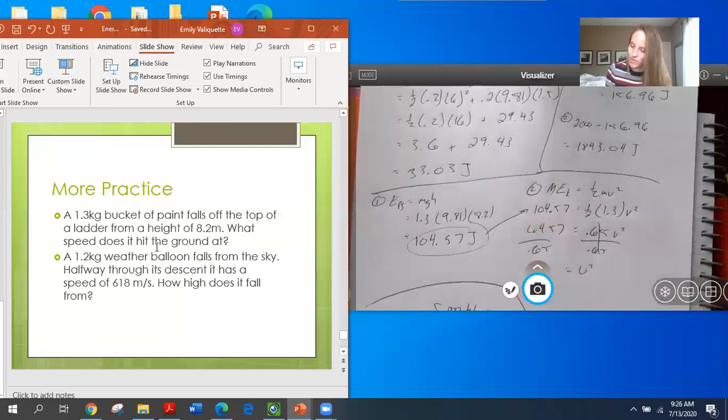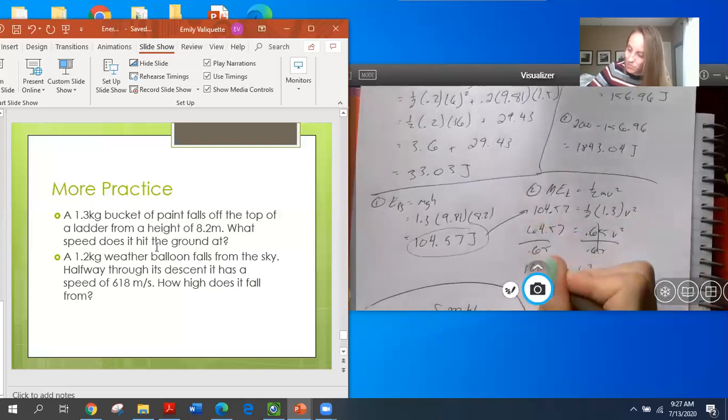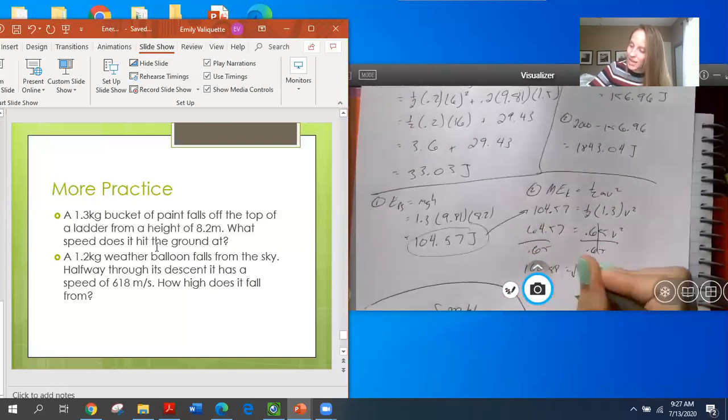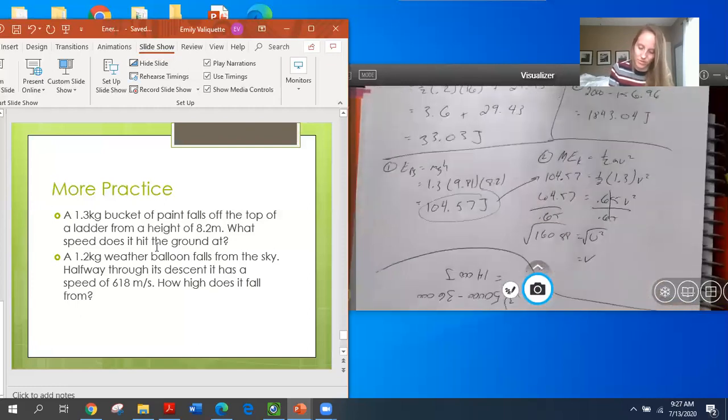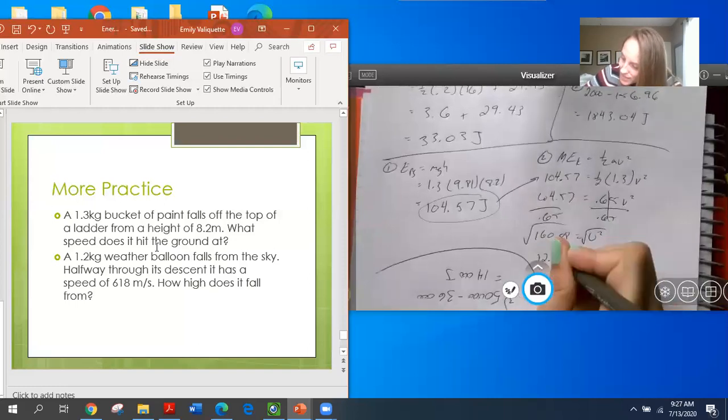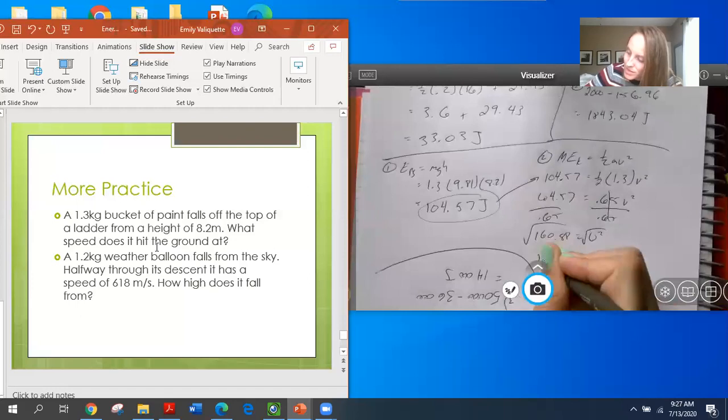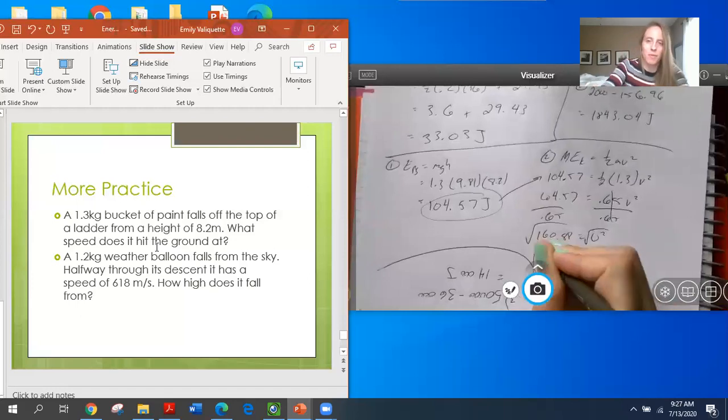So 104.57 divided by 0.65 is 160.88. And then, of course, square root to get the v totally by itself. So the square root of 160.88 is 12.68 meters per second, would be my final answer.